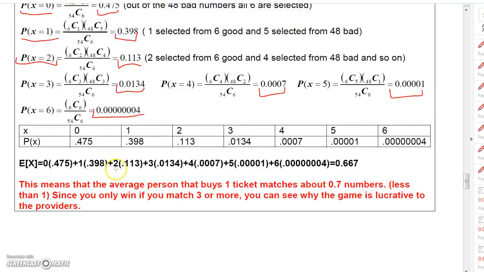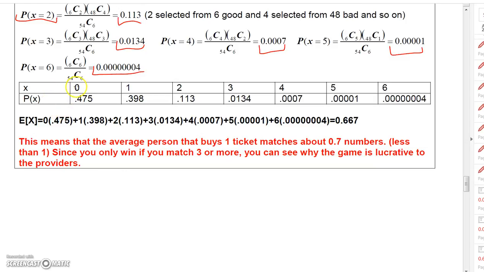Now notice what I did. I put them in this table, and then I multiplied each x by its probability. And when I did that, and then added them all up to get the expected value, I got 0.667.